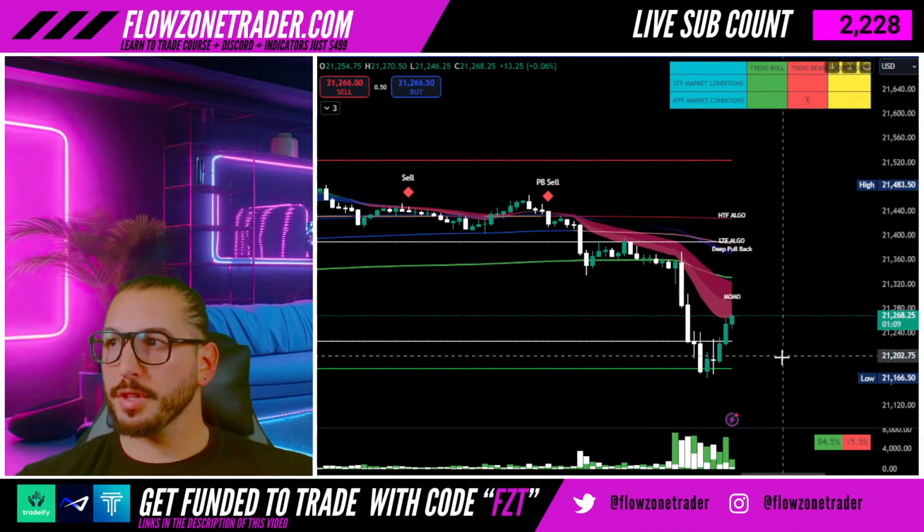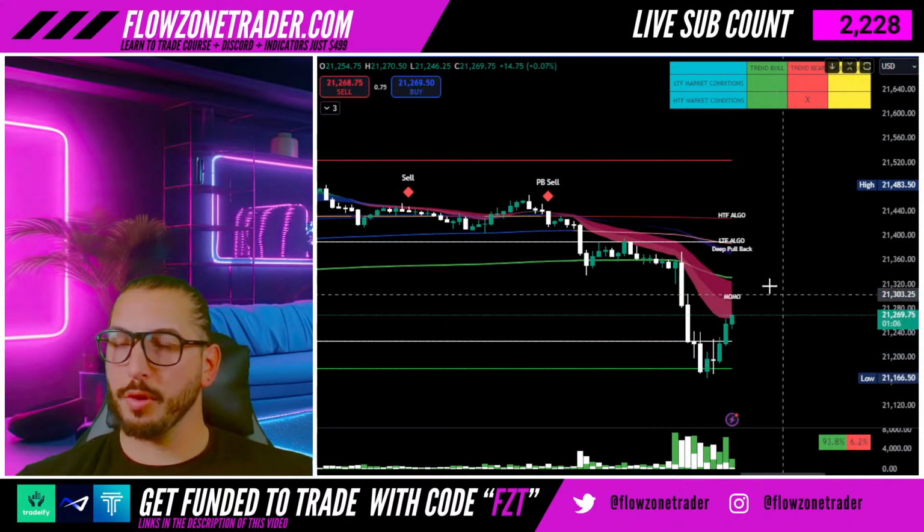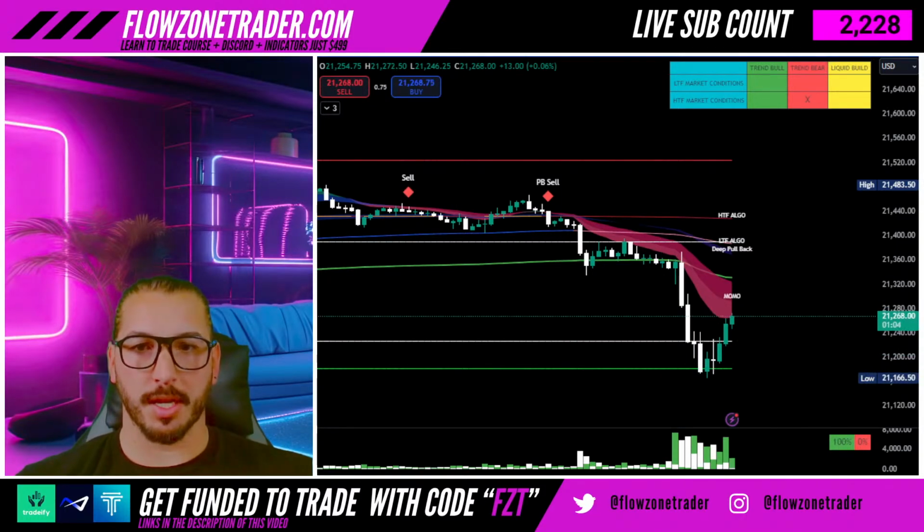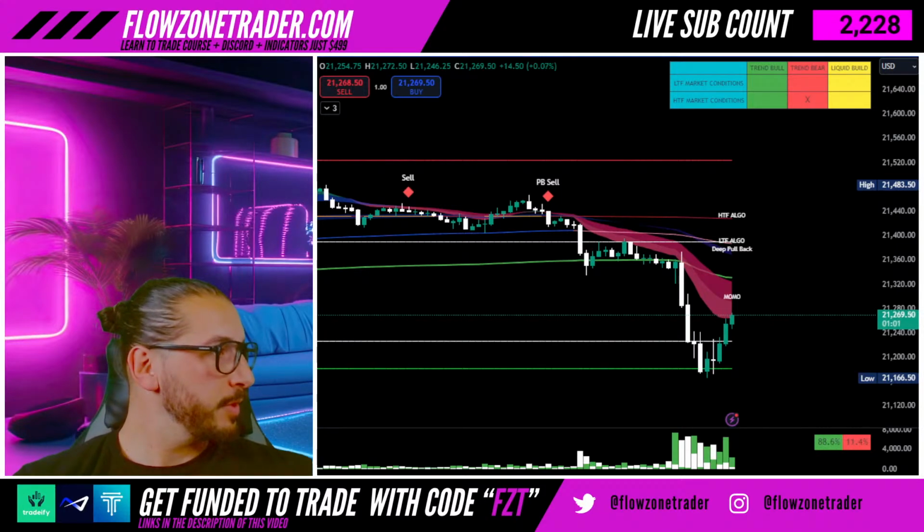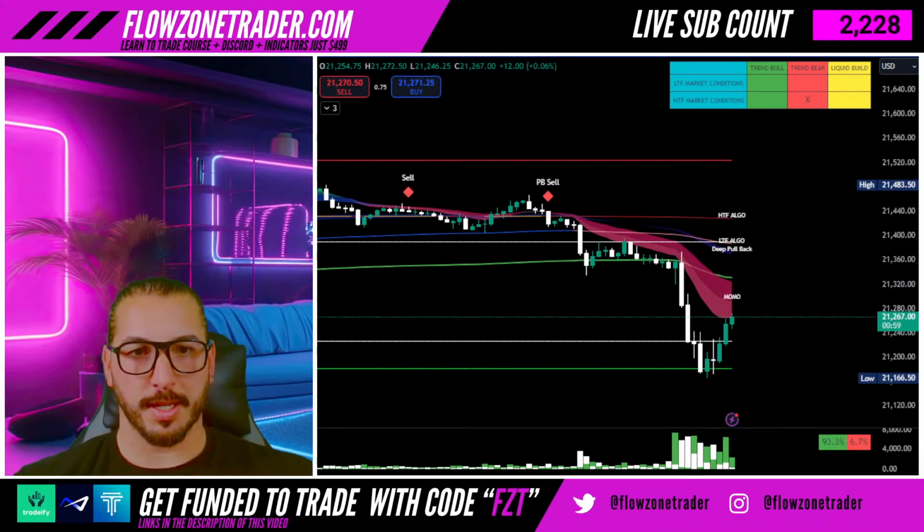So these candles don't look like much, but this is a 100-point move, right? That's how thin this market is right now. It's so volatile. Have to be careful with your sizing.